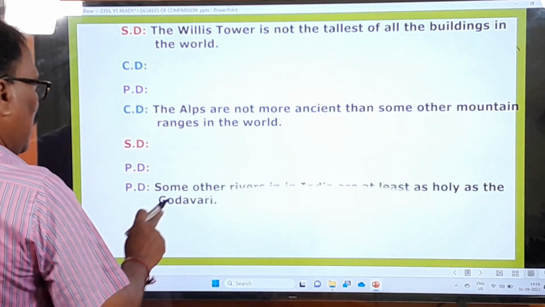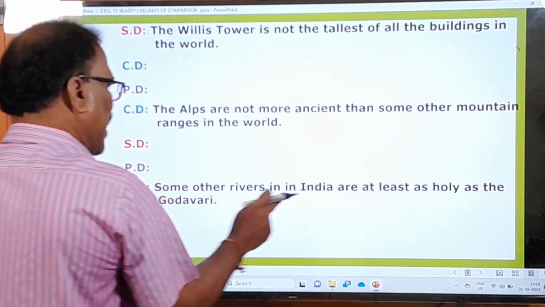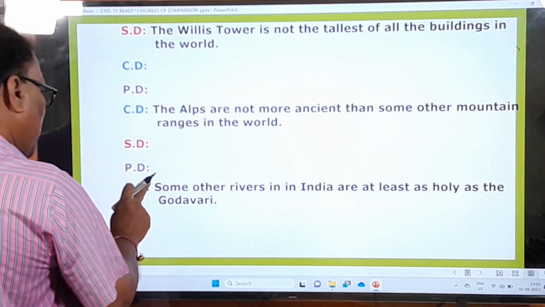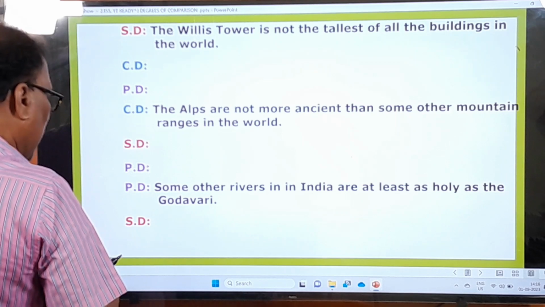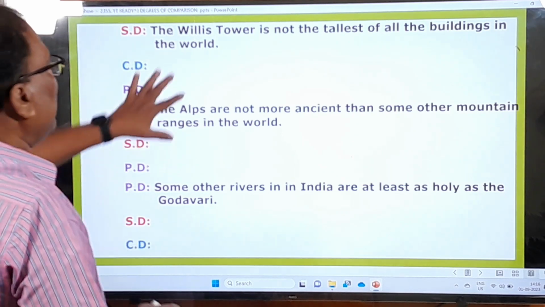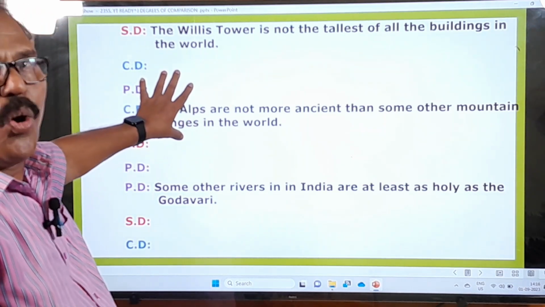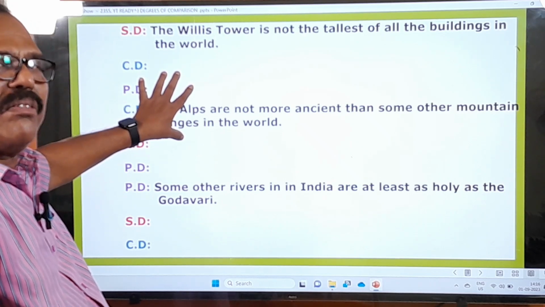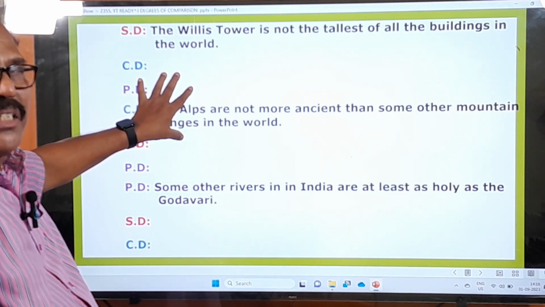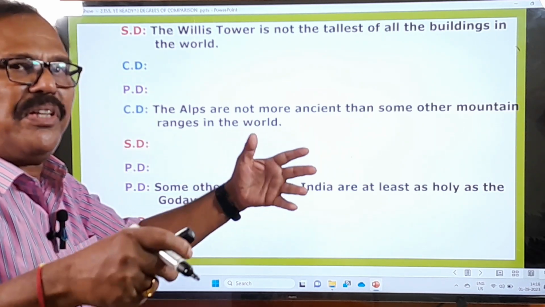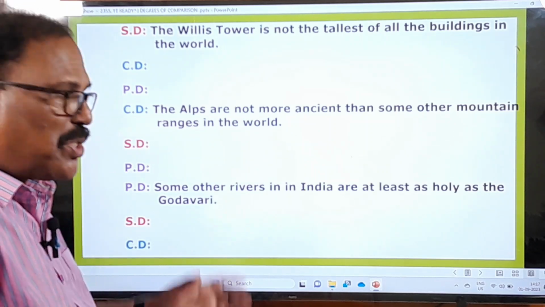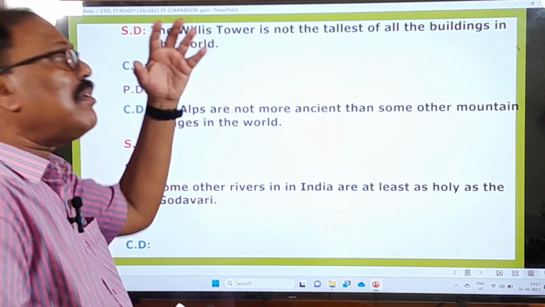And one more is there: some other rivers in India are at least as holy as Godavari. So you have to change this positive degree into superlative degree, and then comparative. So these three sentences are meant for your homework. Okay, you have to do homework. Don't let me spoon feed you, because if I keep on teaching you everything, what are you there to do? So you must do it on your own. You must learn to do.